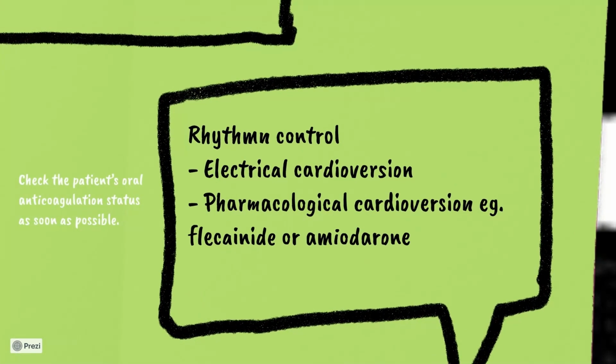Alternatively, you can also rhythm control patients, either electrically or pharmacologically. Remember to check the patient's oral anticoagulation status as soon as possible. As mentioned before, in patients with AF duration of more than 24 hours who are undergoing the cardioversion, we would initiate oral anticoagulation for at least 4 weeks after.